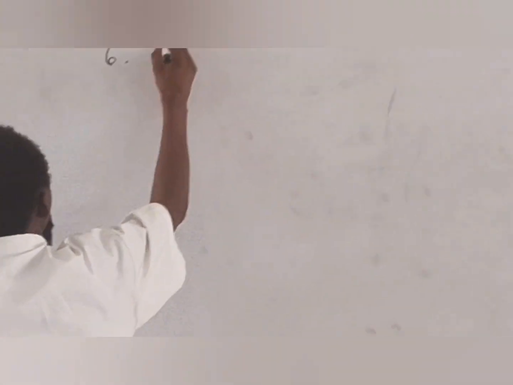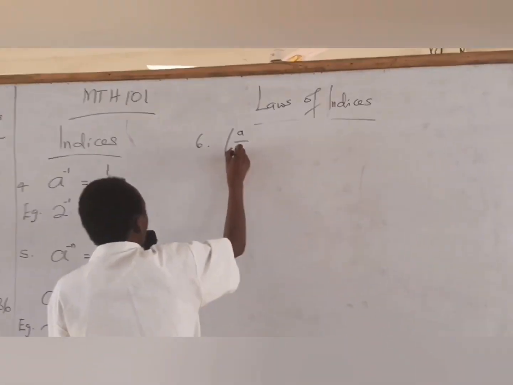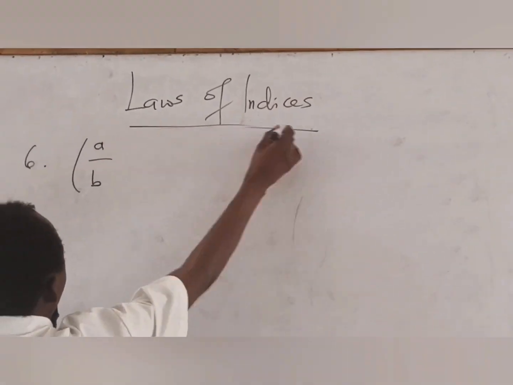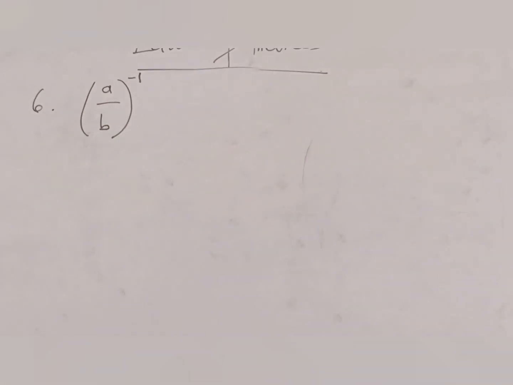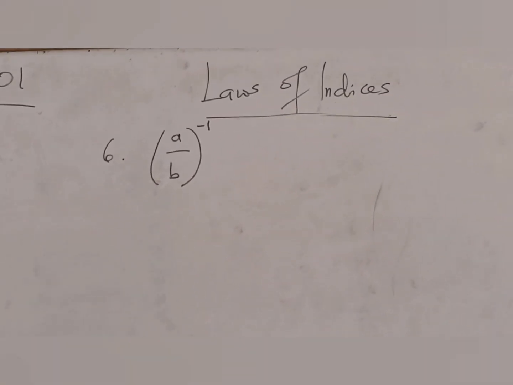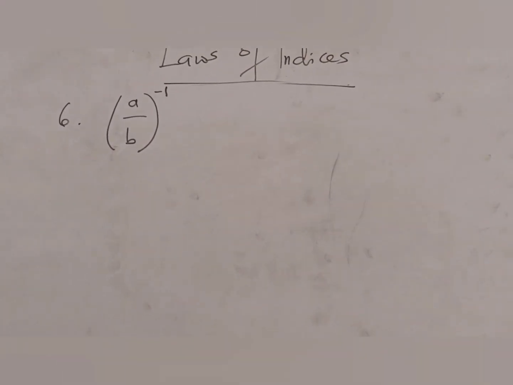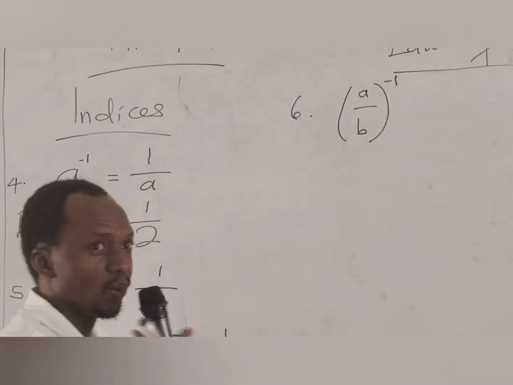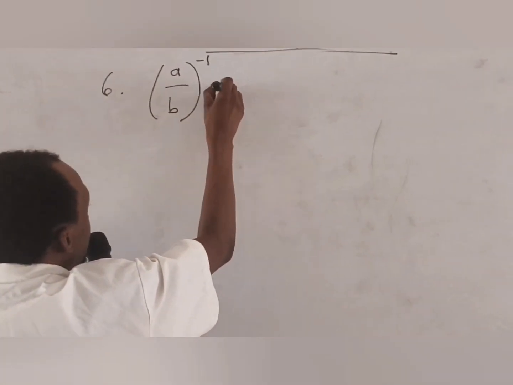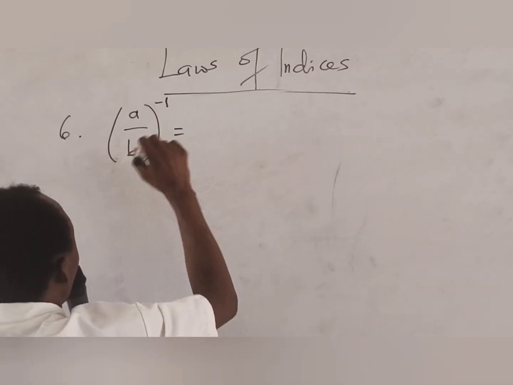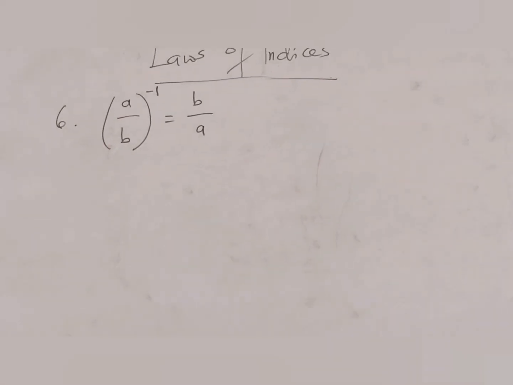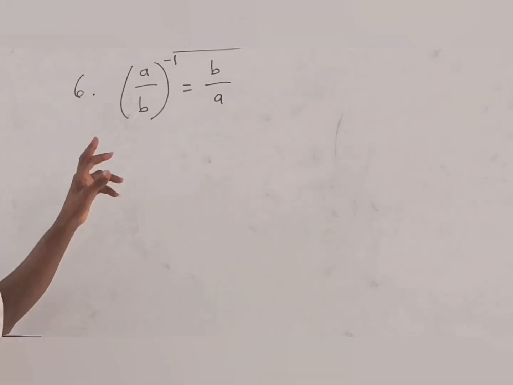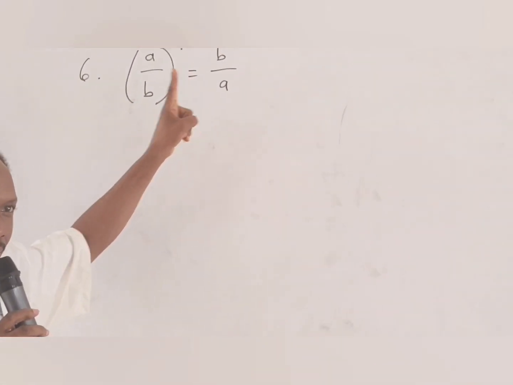If you have a fraction, are you watching? A over b to the power negative 1. We are still following the trend. Anytime it's something to the power negative 1, what do we do? Let me give you the answer, and then you will tell me how we had the answer. A over b to the power negative 1 is the same as b over a.